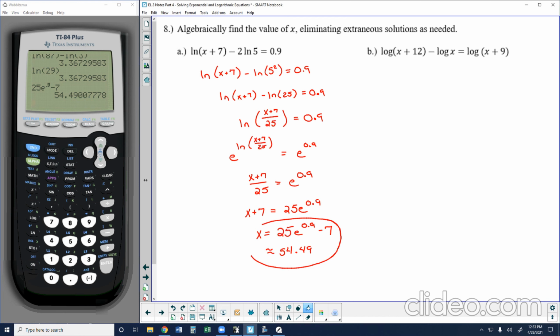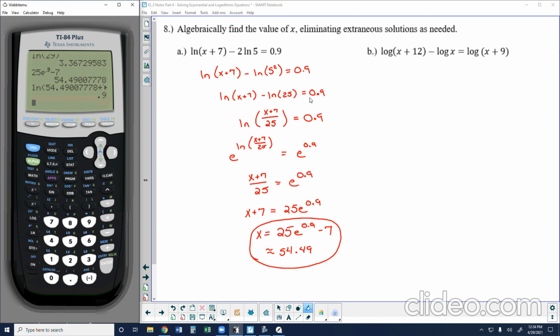Now again, I may want to check this answer in my calculator. So I'm going to take the natural log of x, which is this answer, plus 7 minus 2 times the natural log of 5. And when I evaluate that expression, it is going to be equal to 0.9. So we have done this correctly.